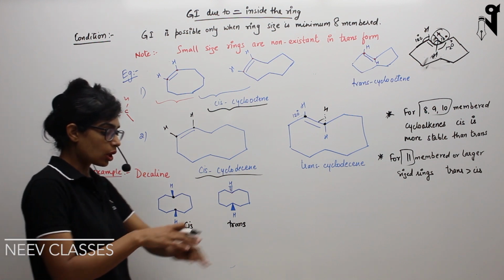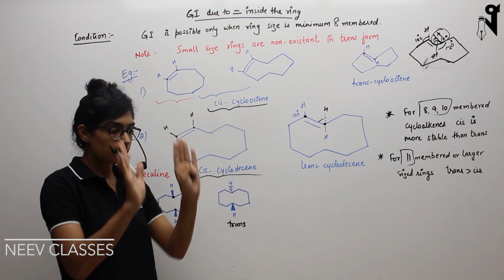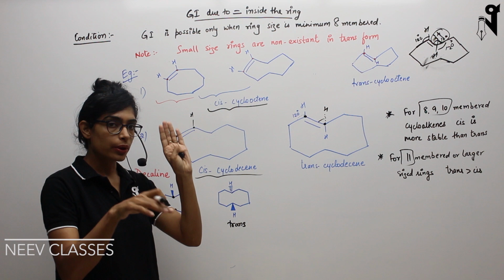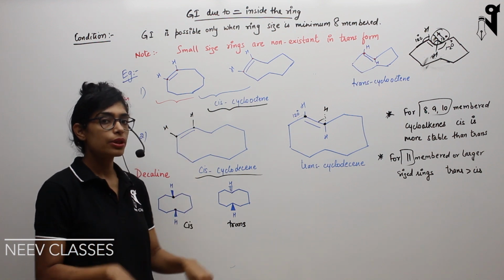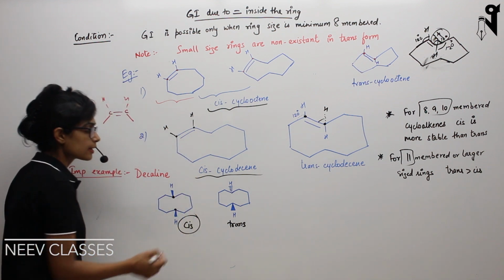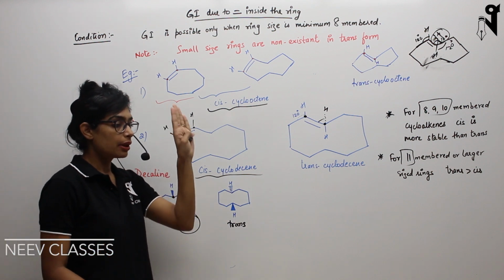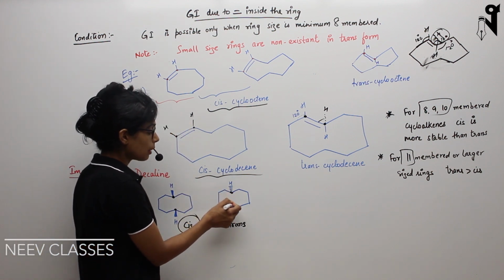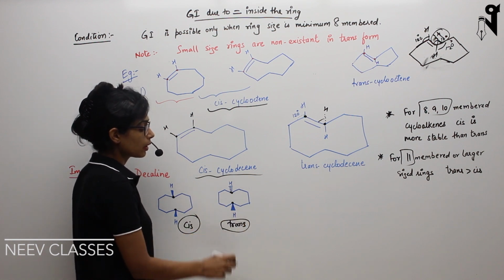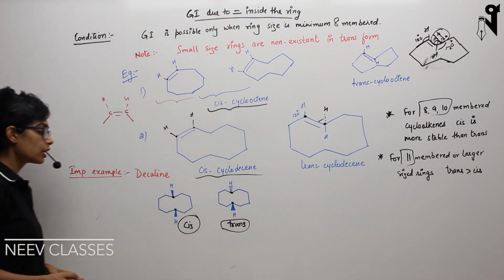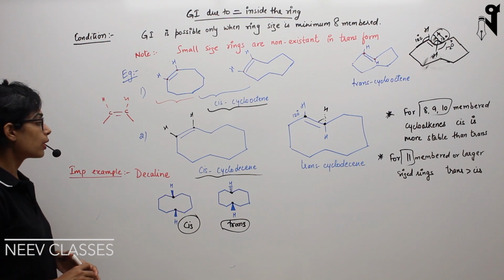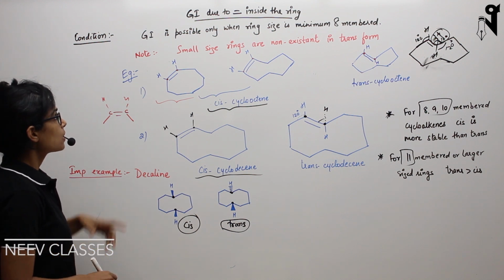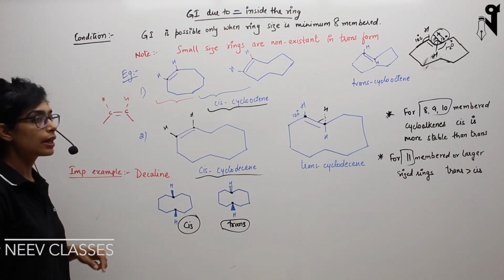Its structure is in such a way that both the hydrogens will be either coming up or going down. If they are both coming up or going down, the molecule will be called cis. Whereas if one is coming up and one is going away from the viewer, these carbons' hydrogens, then this will be called trans. So these are some specific cases which I'll be mentioning from time to time wherever required. So this is about GI due to a double bond inside the ring.